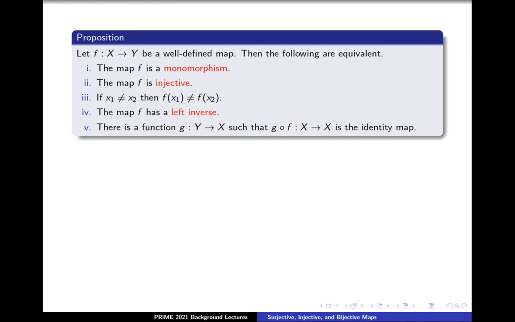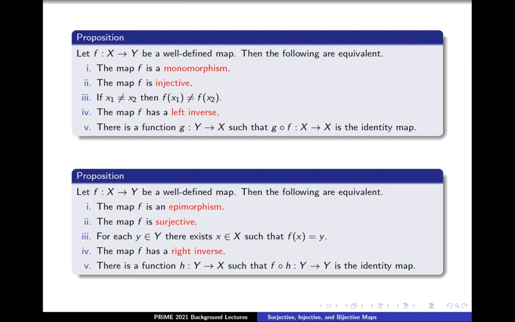Third, the definition is that if x1 is different from x2, then f of x1 is different from f of x2. This happens if and only if the map f has a left inverse. This means that there exists a function g from capital Y to capital X such that g composed with f from X to X itself is the identity map.